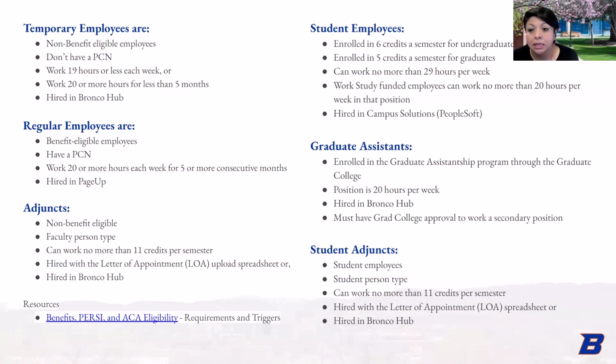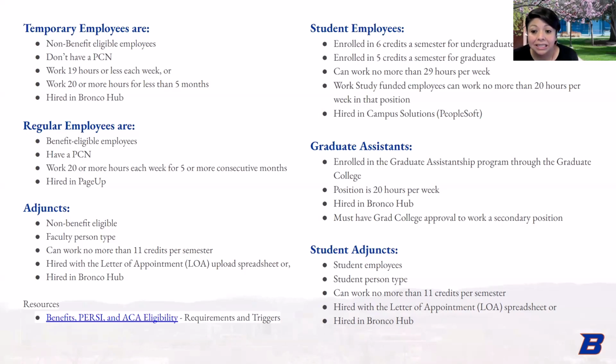Student employees are students who qualify to work as employees, and to qualify, they have to be enrolled half-time. Half-time equals 6 credits for an undergrad, 5 credits for a graduate, and they work no more than 29 hours per week. If they do have work study funds, no more than 20 hours in that work study position, and 9 in a secondary non-work study position. They are hired through Campus Solutions with the candidate hire form.